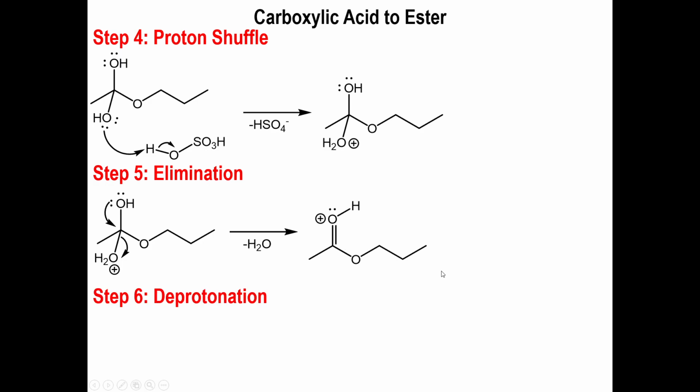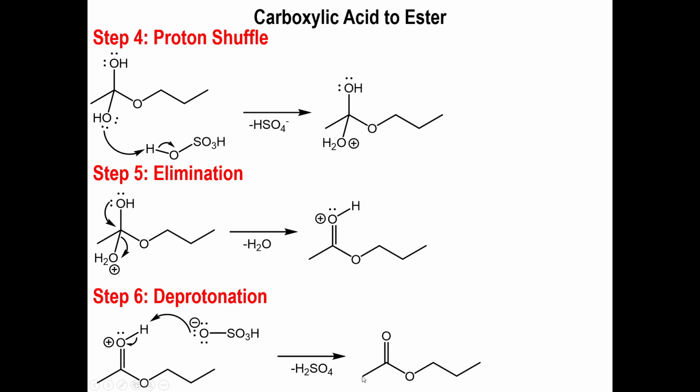So the last event right here is that we need to remove that proton to get it into a neutral ester altogether. So once again, your hydrogen sulfate comes around, removes that proton, yields the neutral ester, and of course reforms the sulfuric acid catalyst in the process. So this is a pretty efficient way of making esters.